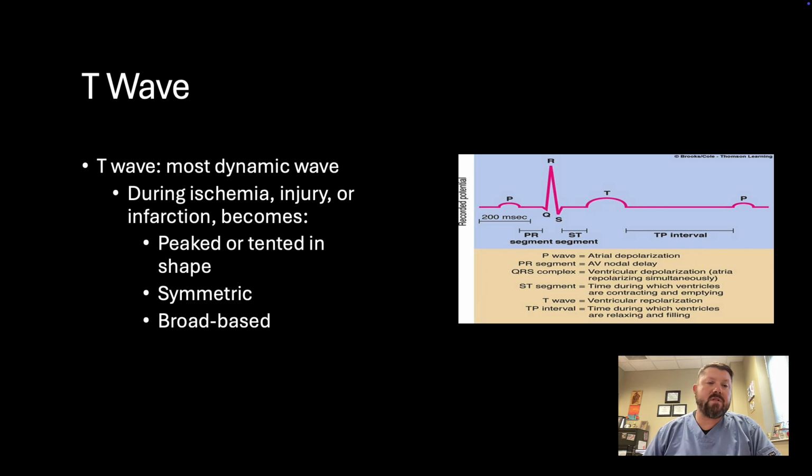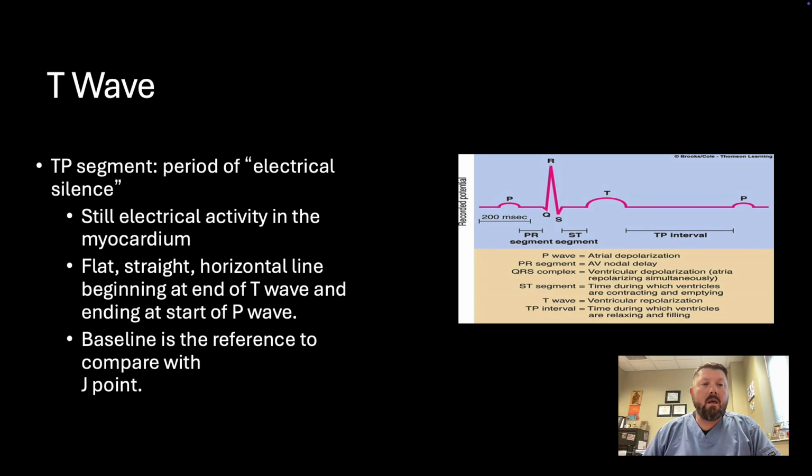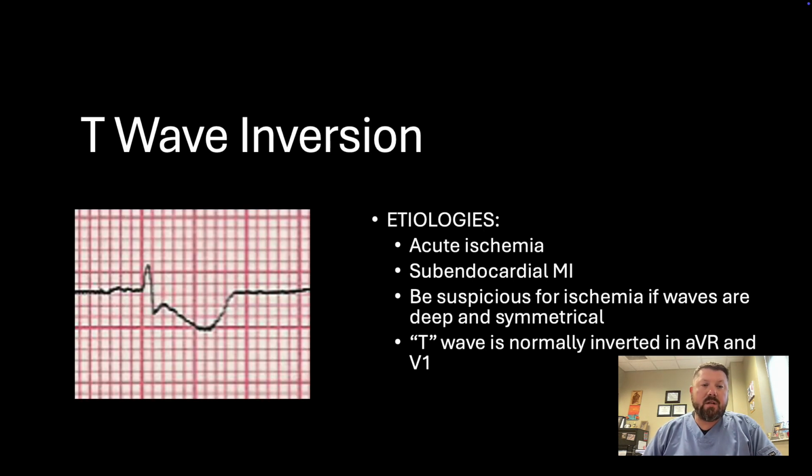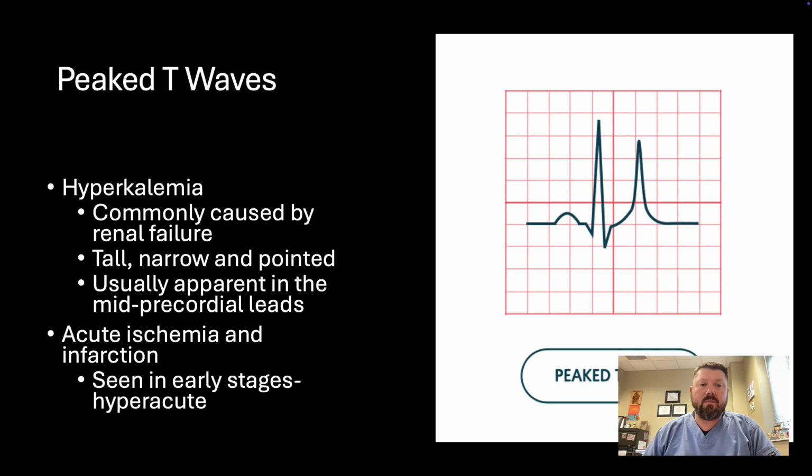Your T wave is your most dynamic wave. It can be affected by hyperkalemia, hypokalemia. It can be affected by a lot of different things, ischemia, hypoxia. The TP segment is a period of electrical silence, which is this right here, which would be during phase 4. T-wave inversion usually is because of acute ischemia, and peaked T waves are going to be because of hyperkalemia. And this ends part 4.